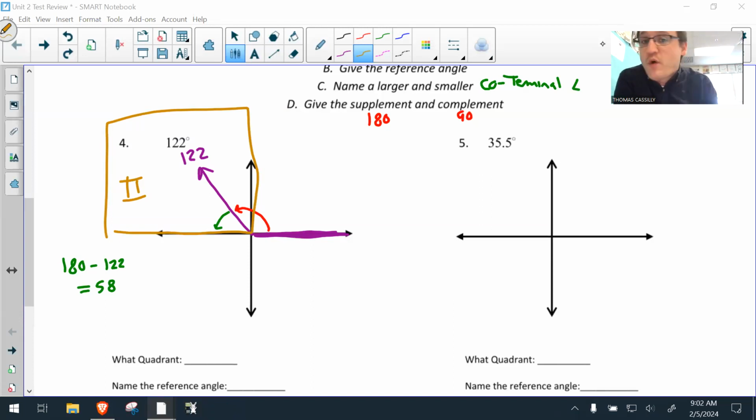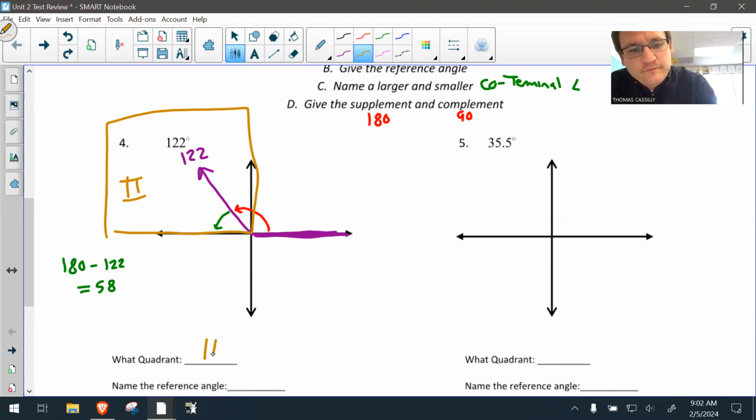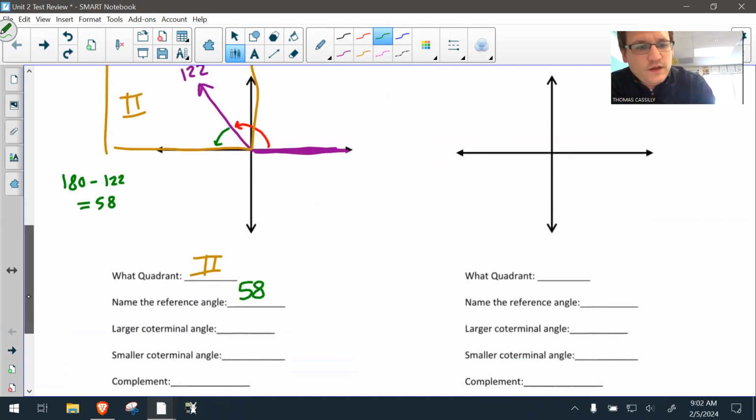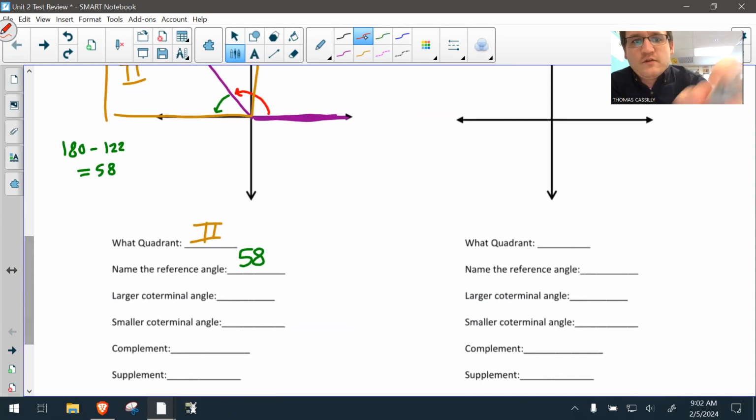Let's see here. So that's quadrant 2 there. So what quadrant are we in? We are in quadrant 2. All right. The reference angle we found, that is 58. Now, what do they want next? A larger coterminal angle.